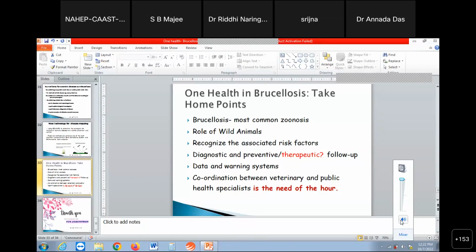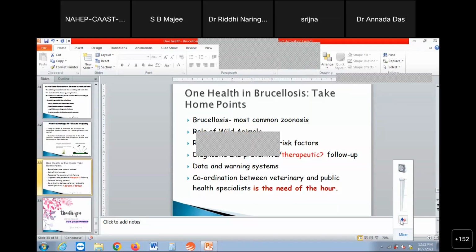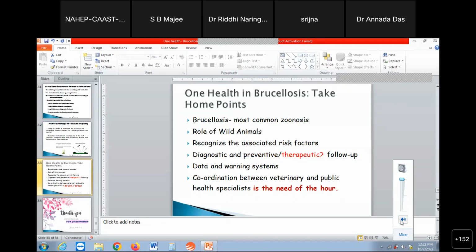And last but not the least, a good coordination between veterinary and public health specialists is the need of the hour. Along with that, ecologists and other wildlife officials, forest officials, zoo officials, all need to sit together and have a roundtable discussion on how to eradicate this disease. The control program is in place, strategies are in place, but the people need to sit across and discuss and come out with the best solutions. So with this, I end my lecture today.